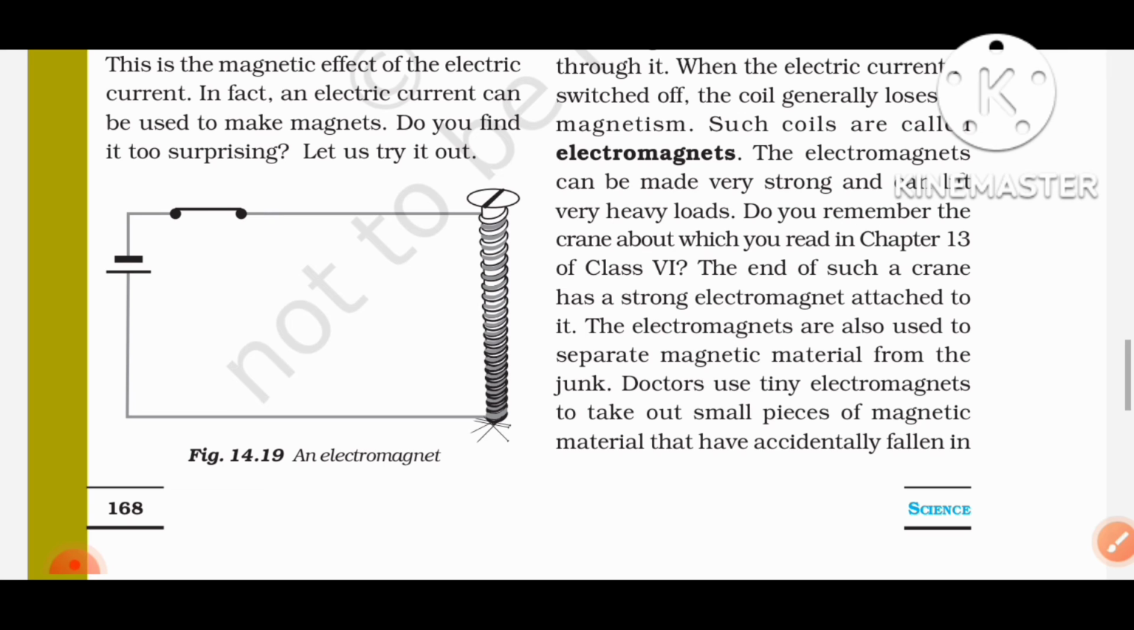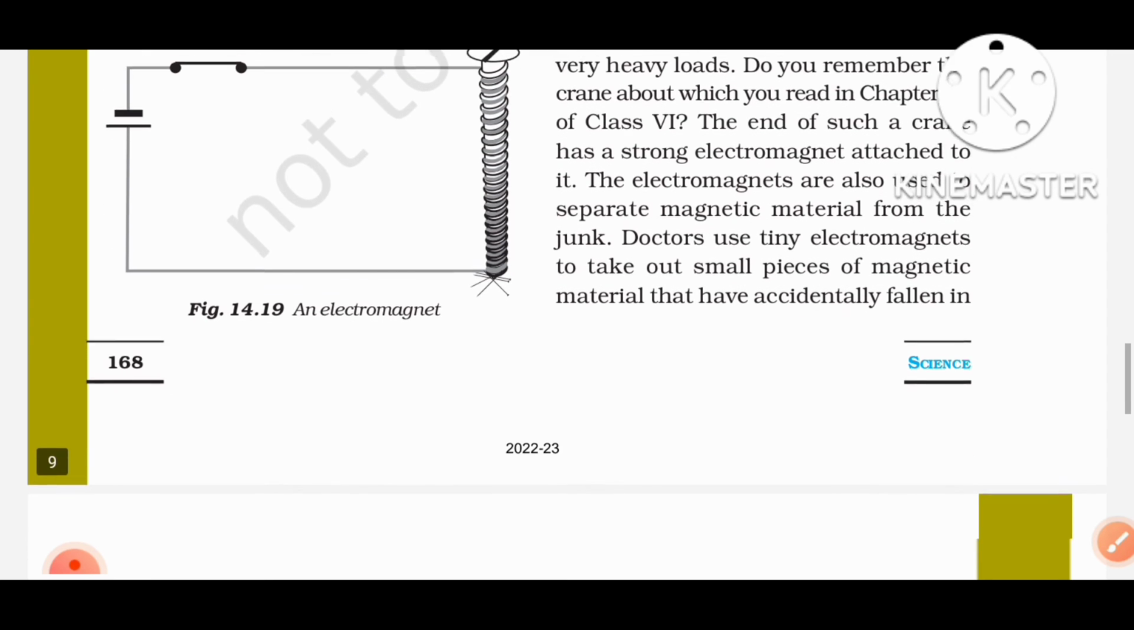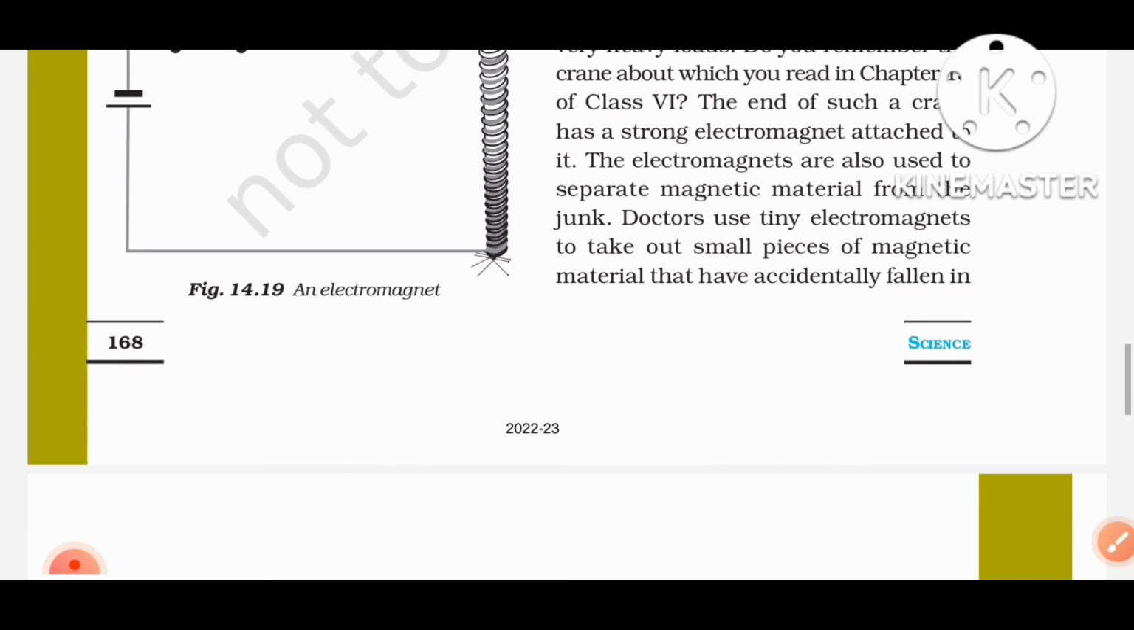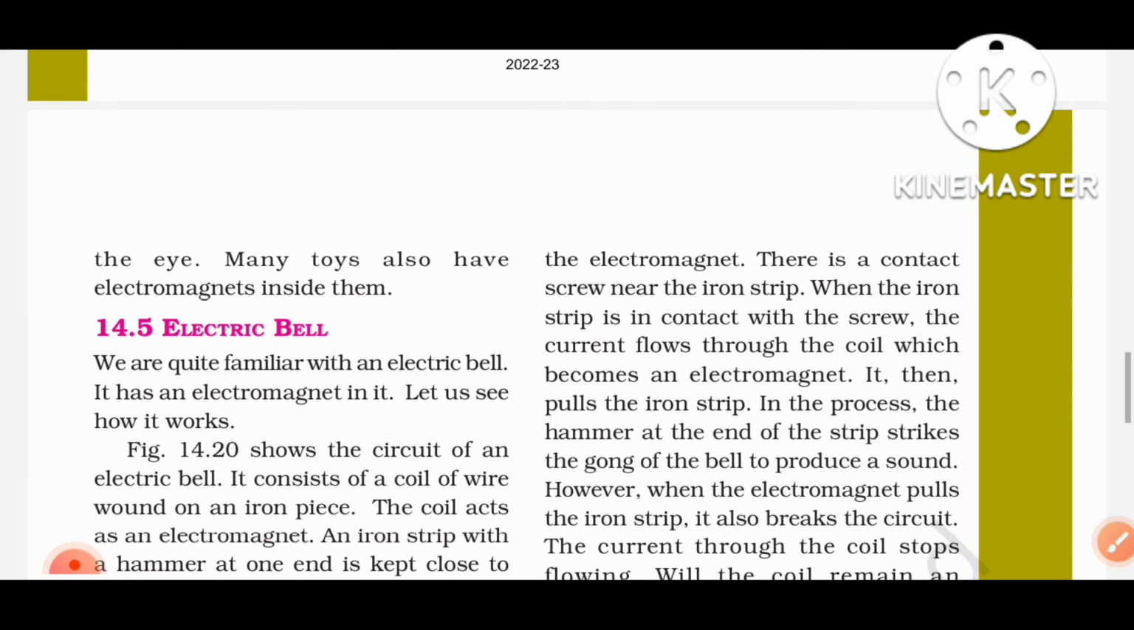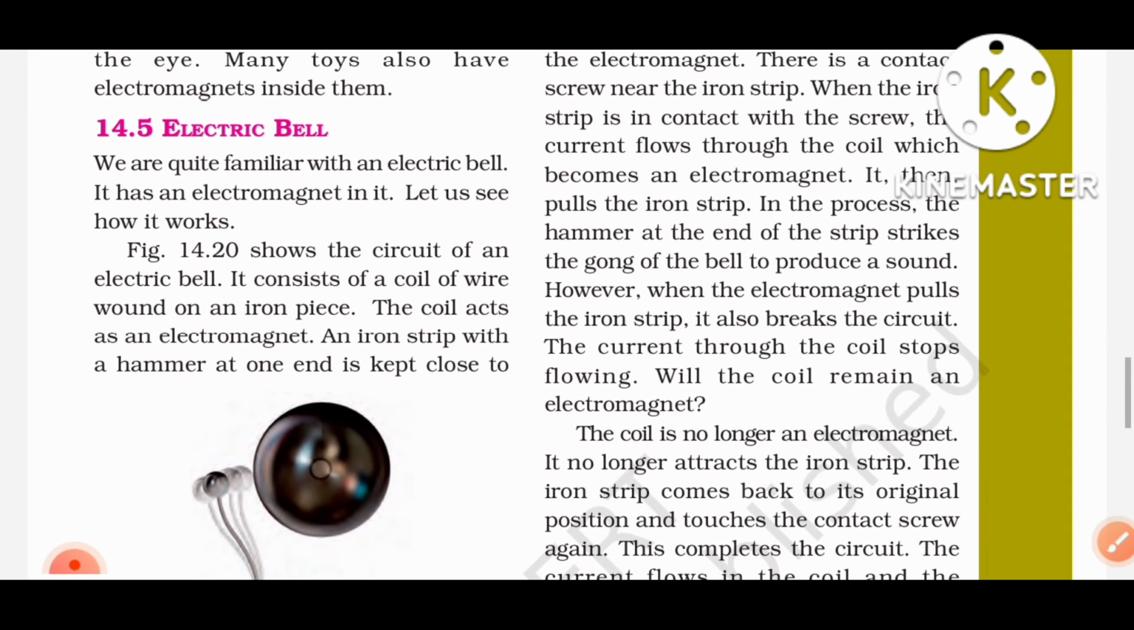Doctors use tiny electromagnets to take out small pieces of magnetic material that have accidentally fallen in the eye. Many toys also have electromagnets inside them. 14.5 Electric bell. We are quite familiar with an electric bell. It has an electromagnet in it. Let us see how it works.